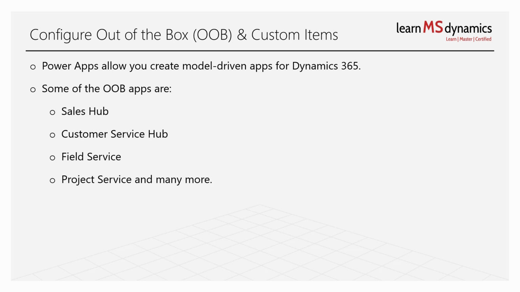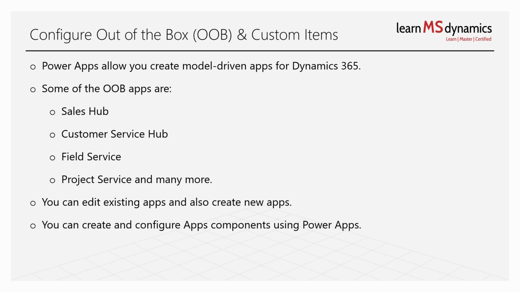And Project Service Automation, which is project service where you can manage end-to-end projects for your customers and for your organization. So these are some of the common apps which are the core, but there are other apps which you can see in the My Apps section. So when these apps are installed, you can edit these existing apps, and also you can create new apps based on your requirements. Plus you can also create and configure apps component using Power Apps.